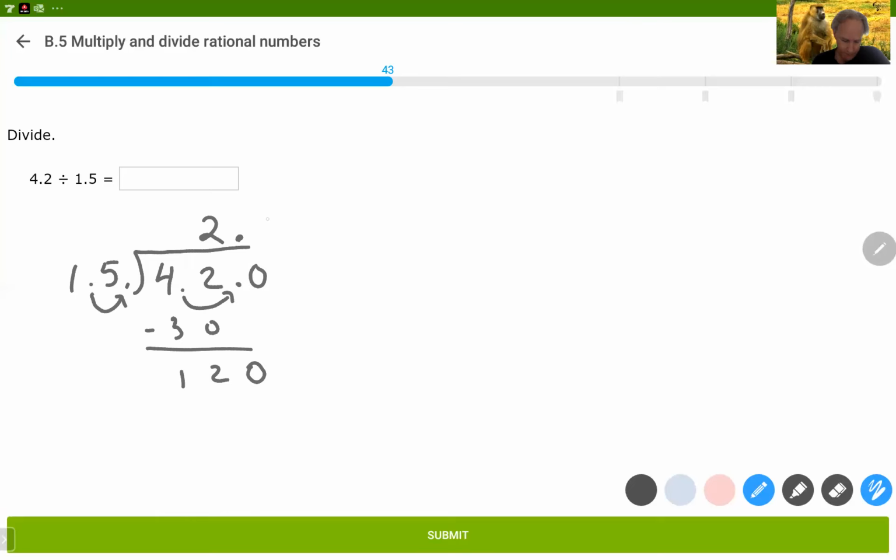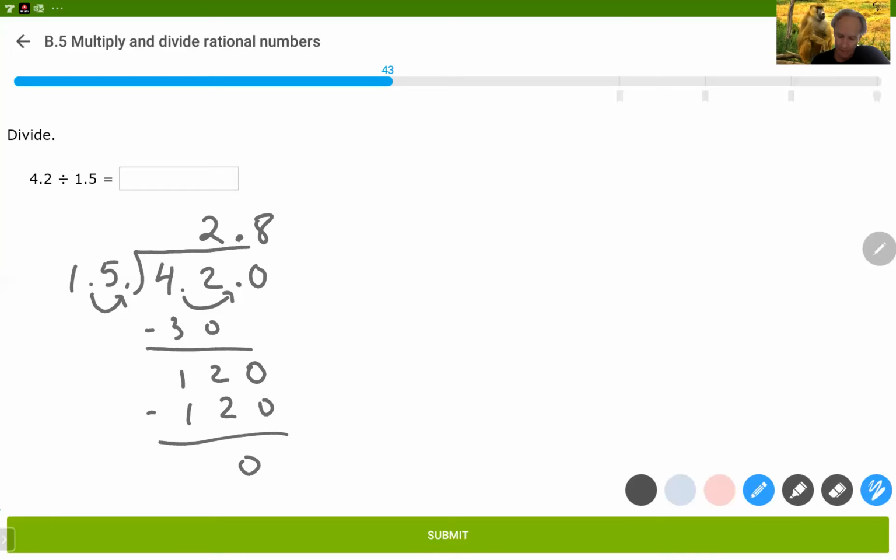Yeah, 6. No, that's going to be 8 times, sorry. 8. And 8 times 15 is 120. And we subtract. Now, that would be okay to do, and it's perfectly acceptable. But I think you're going to like this method much better.